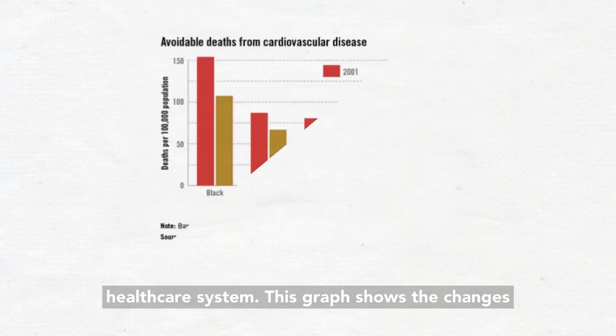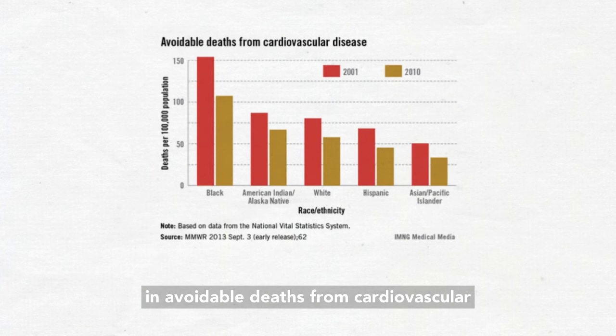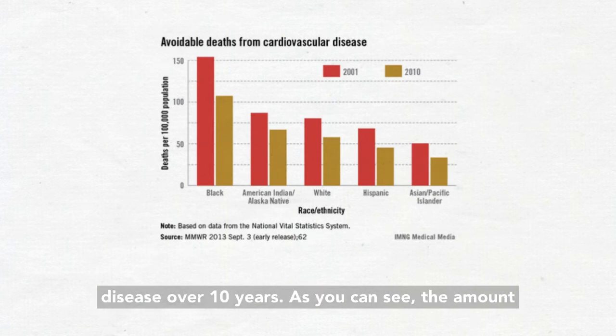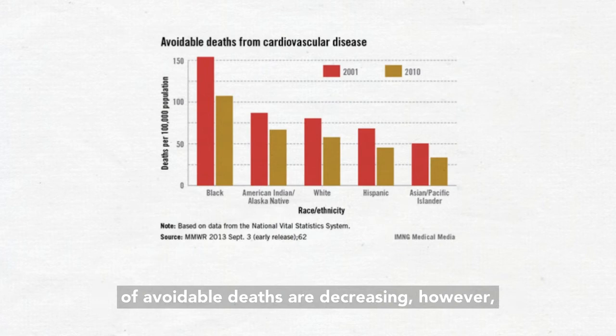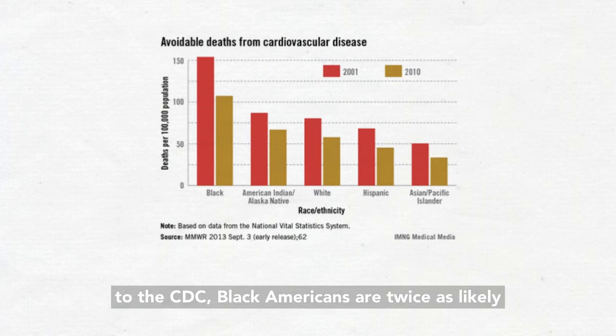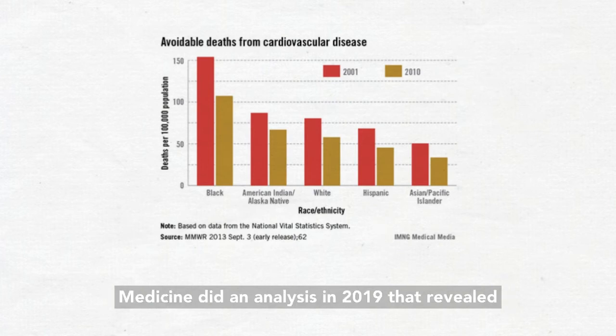This graph shows the changes in avoidable deaths from cardiovascular disease over 10 years. As you can see, the amount of avoidable deaths are decreasing, however, the racial disparities do remain. According to the CDC, Black Americans are twice as likely as white Americans to die from heart disease and stroke. The American Journal of Emergency Medicine did an analysis in 2019 that revealed Black patients were 40% less likely to receive medication for acute pain compared to white patients. Bias and discrimination in medicine clearly has disproportionately deadly effects for minorities that we as a society must work towards stopping.